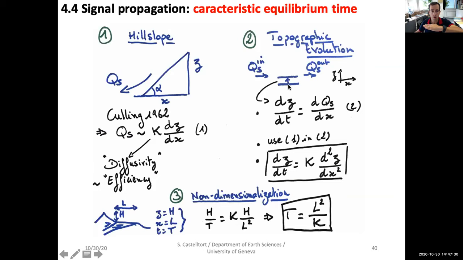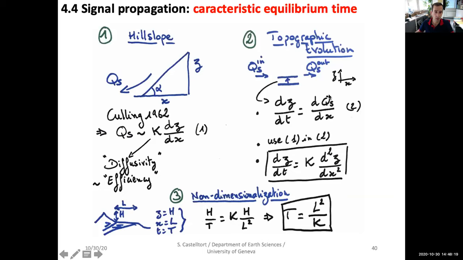Okay? And so whether the ground is going up or down with time is dz over dt. It's the variation in elevation with time. And so the difference between Q in and Q out on this interval is dQ over dx, because this is distance. Okay, z and x, my reference frame. So I can write that the evolution of the surface with time is the derivative, the divergence, of the sediment flux downstream with the distance. So that's my equation two, and this is my equation one.